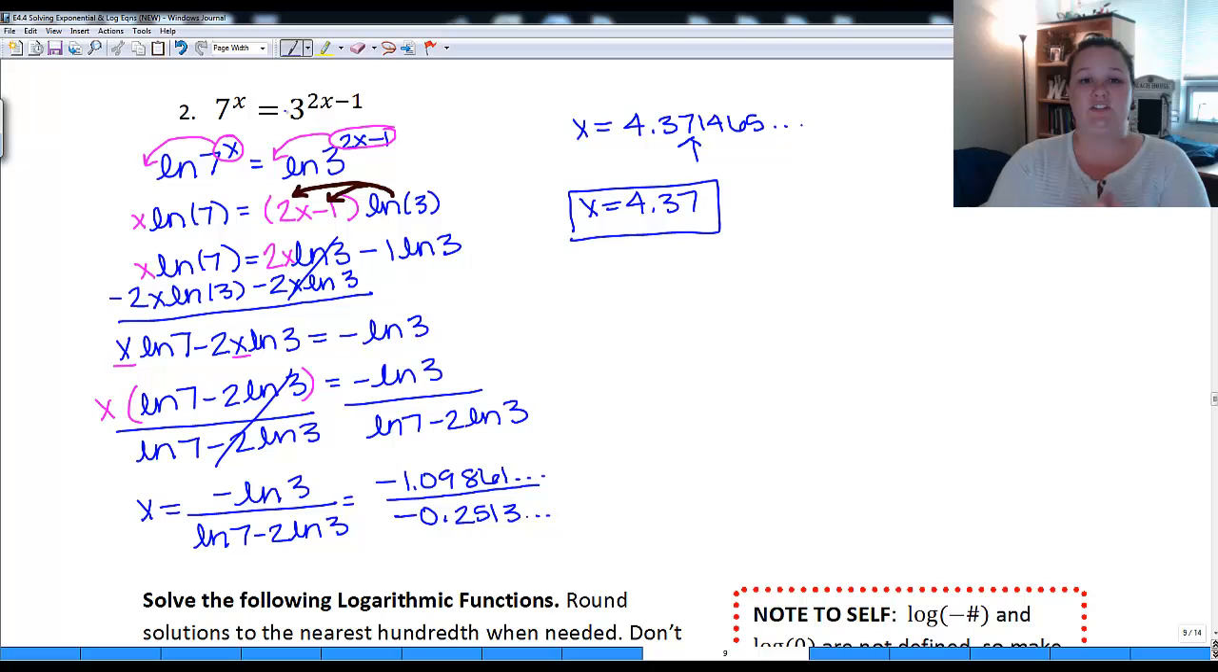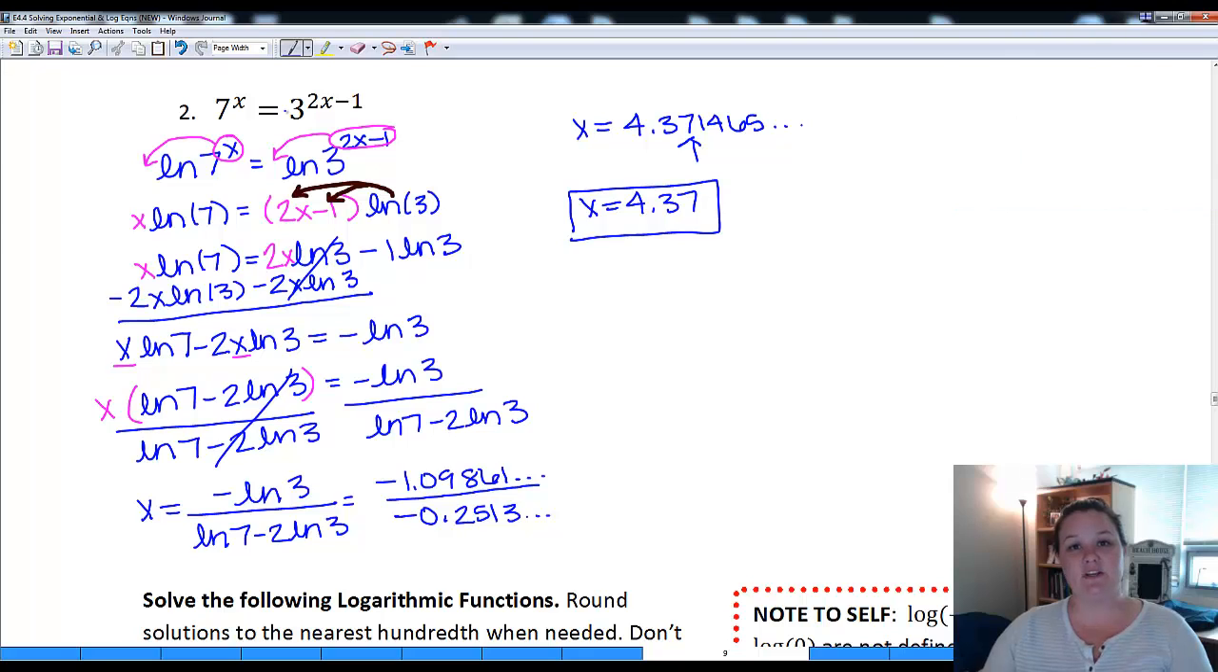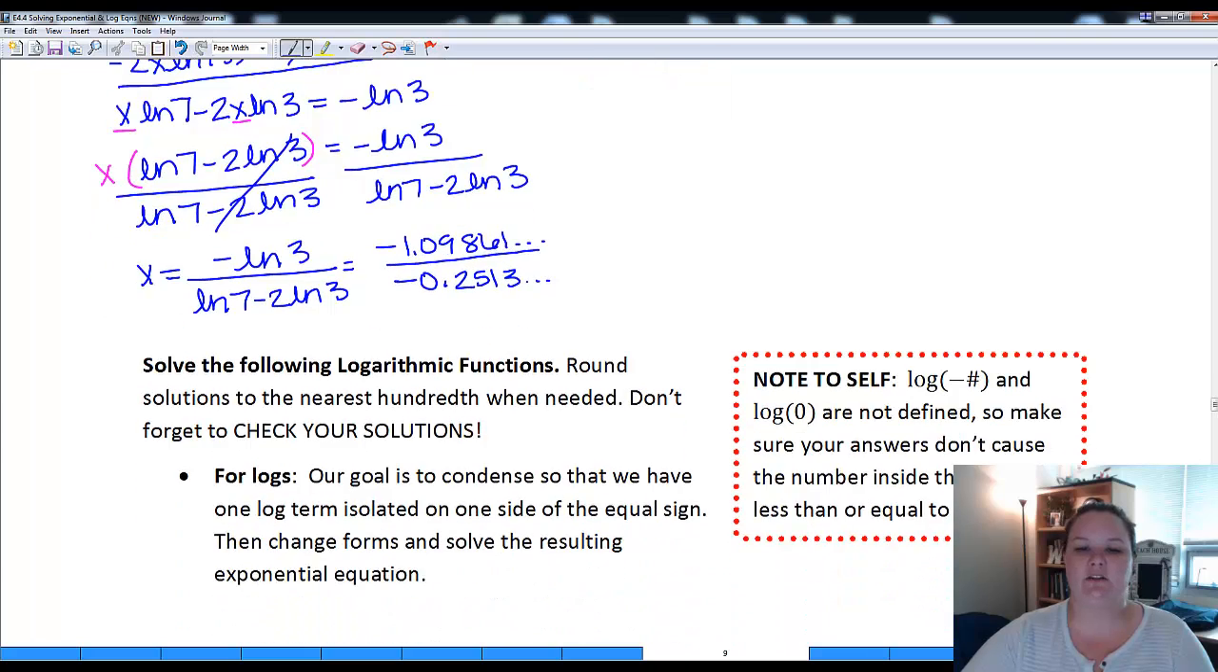So we've seen what to do when we have exponentials that don't have the same base. We use either log or natural log so that we can bring down those exponents. But if we have log terms, we're going to try to change forms to be able to get our unknown out of the log. So let's go ahead and look at this.